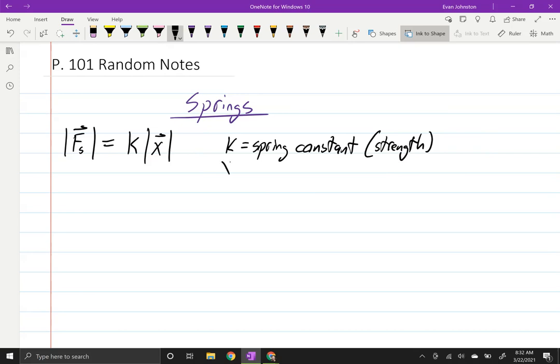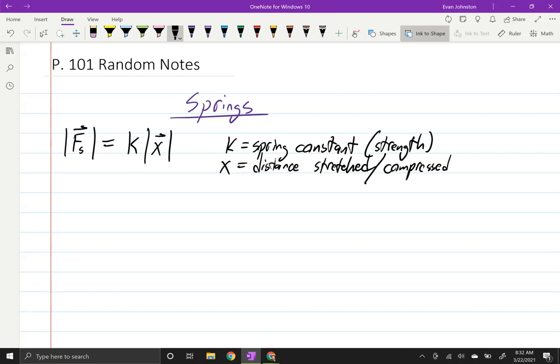The other one is x, which we just call the distance stretched or compressed. So that's really it. Distance stretched or compressed. All right, that's it. Springs are pretty simple in that regard.